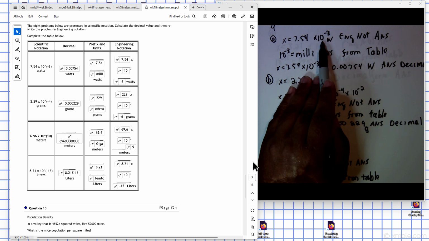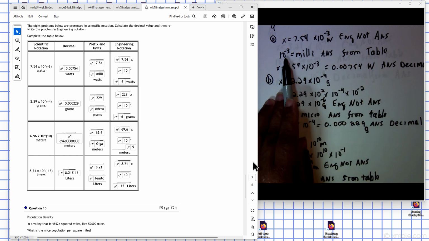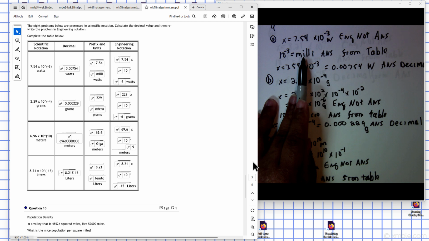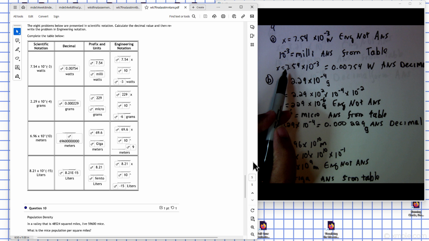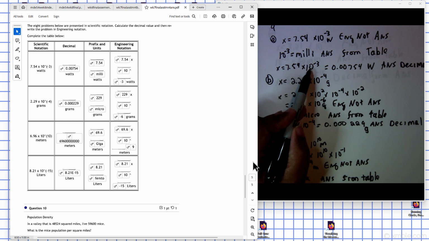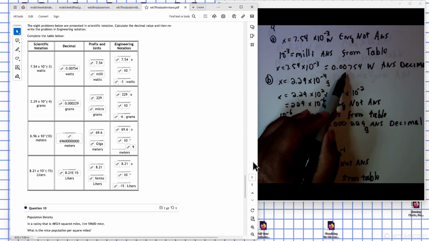10 to the -3 here. And from the conversion chart, 10 to the -3 is the same thing as milli, or milliwatts in this case, milli from the table. And then the third thing is the one in decimal form. So I have 7.54 times 10 to the -3 gives me this number here in decimal form for my answer.